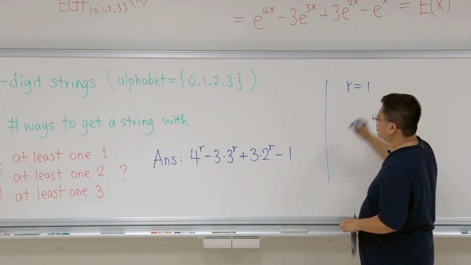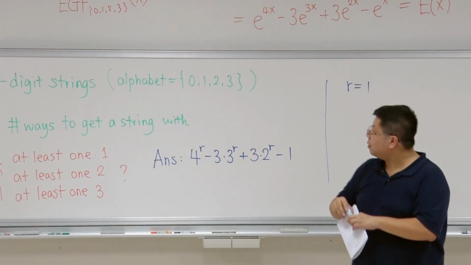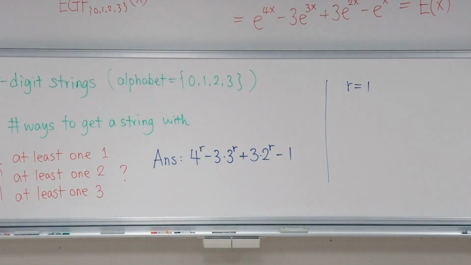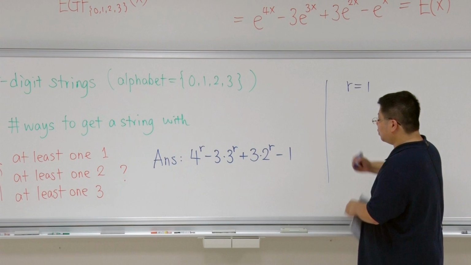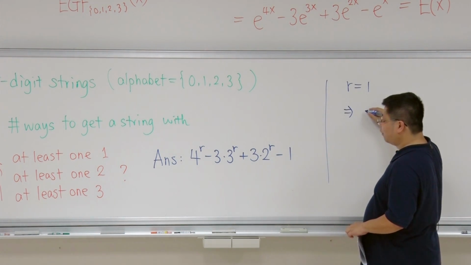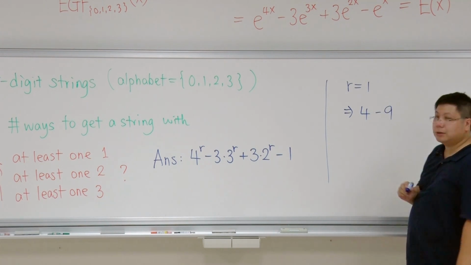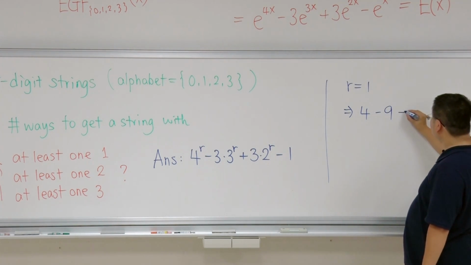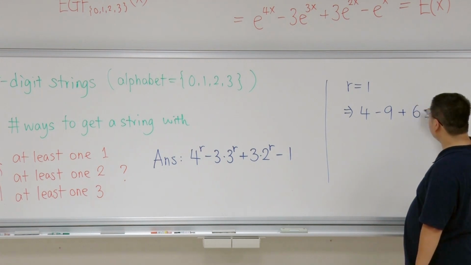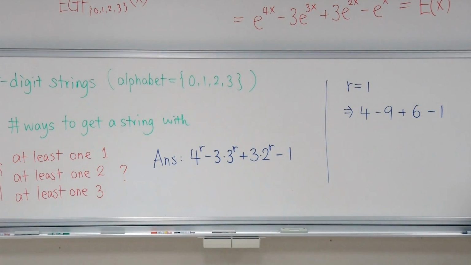Checking r equal to 1. What will happen? How many one-digit strings have at least one 1, at least one 2, and at least one 3? It should be 0. So r is equal to 1 gives 4 to the power 1, which is 4, minus 3 times 3 to the power 1, which is 9, plus 3 times 2, which is 6, minus 1. Good, this is equal to 0. Is that okay?